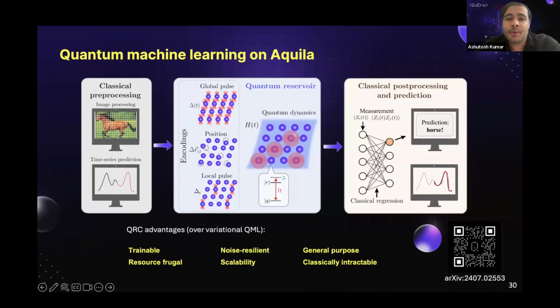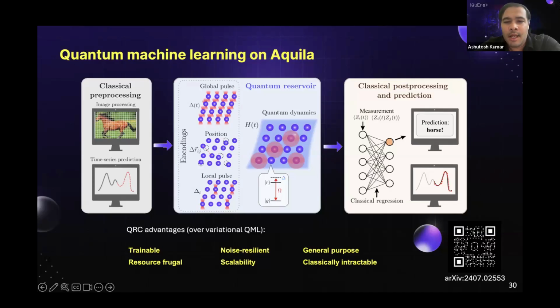So how do you do that? You make use of the global pulses. You make use of a time-dependent detuning. You shift the positions of the atoms depending on the image at play, and then you can also do local tuning using local pulses. So then you do time dynamics.